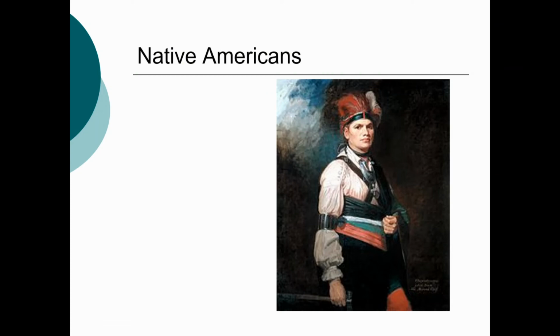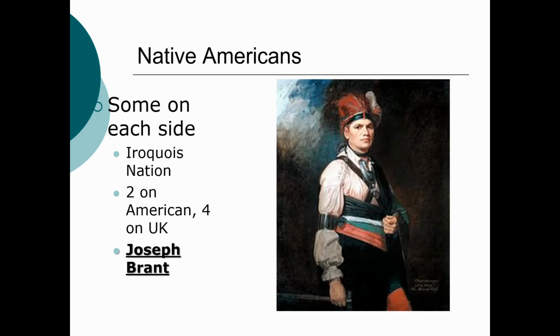Native Americans will be on both sides, just like the French and Indian War. So, for example, the Iroquois Nation was made up of 6 tribes. 2 of them will support the Americans. 4 of them will side with the British. One of the most famous Native American chiefs was Joseph Brant. He was descended from both English and Native American. He will be a Native American general that will fight for the British, along with some other Native American tribes, which is going to become problematic after the war because the colonies will win.